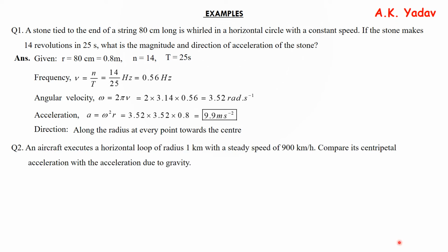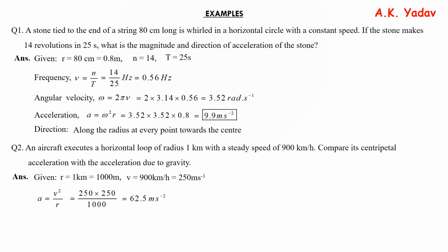Question number 2. An aircraft executes a horizontal loop of radius 1 kilometer with a steady speed of 900 kilometer per hour. Compare its centripetal acceleration with the acceleration due to gravity. So what is given to us? R is 1000 meters, V is 250 meter per second. Now A equal to V square by R, we put the values, what we get, 62.5 meter per second square. Now A by G, if I find out, what I get, 6.38, or I can say A is equal to 6.4 times of G. This was the comparison.